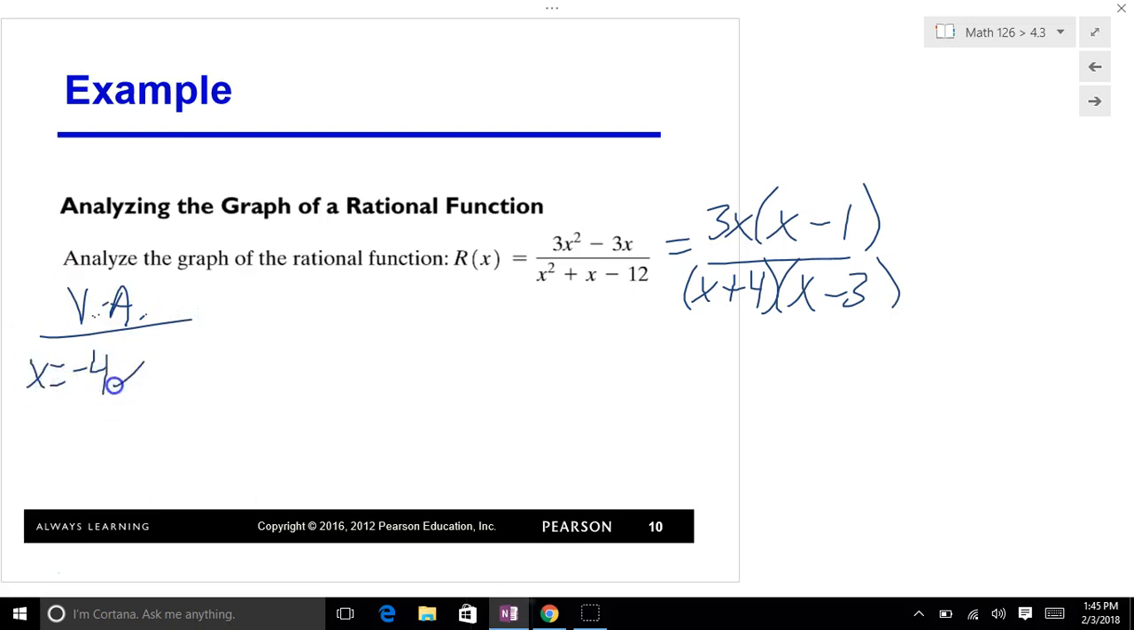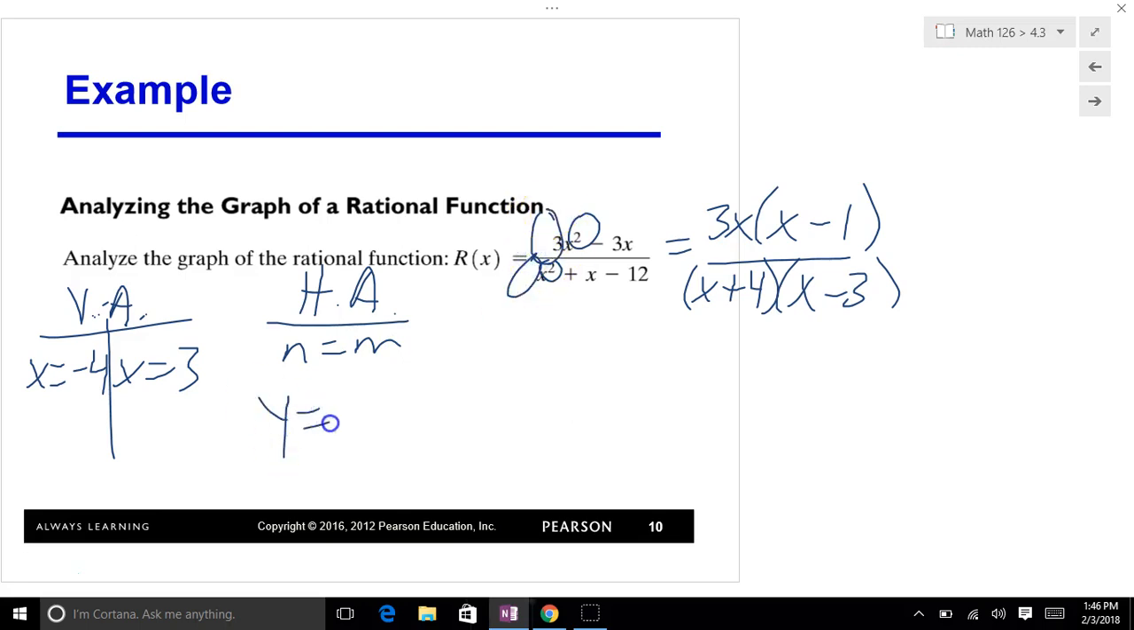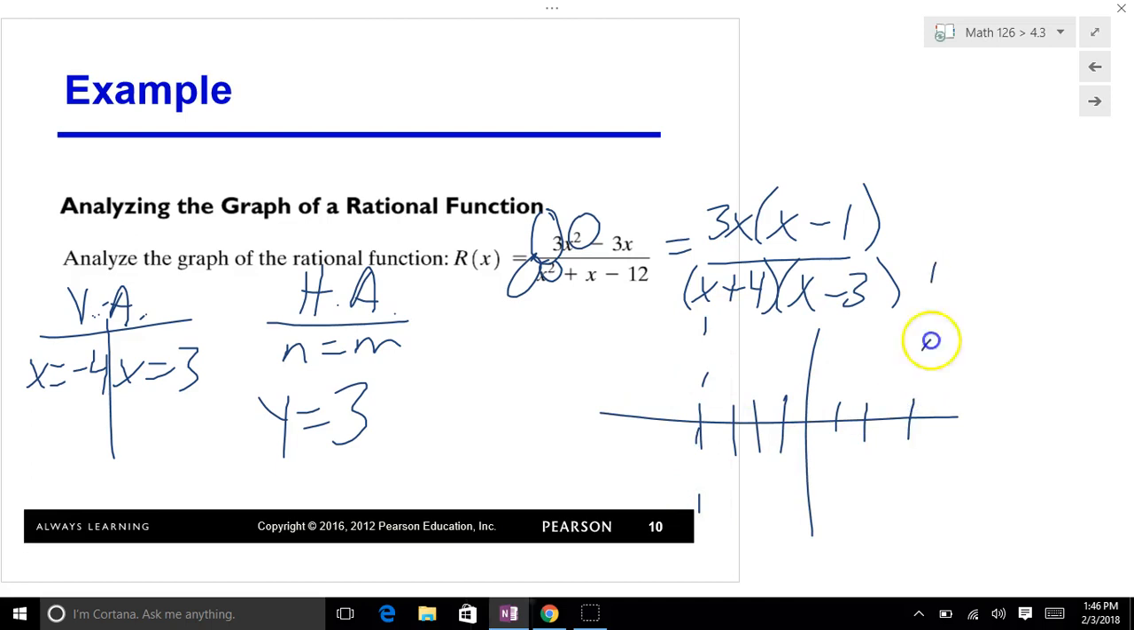So we got negative 4, and we've got 3: x equals negative 4 and x equals 3. Our horizontal asymptotes, if we go back to the standard form, degree of the top is 2, degree of the bottom is 2. If n equals n, if the degree of the top and the bottom are the same, then I take my leading coefficient, so y equals 3 over 1. Y equals 3. So we've got negative 4, we've got 3, x equals 3, and then we've got y equals 3 for the horizontal asymptote.